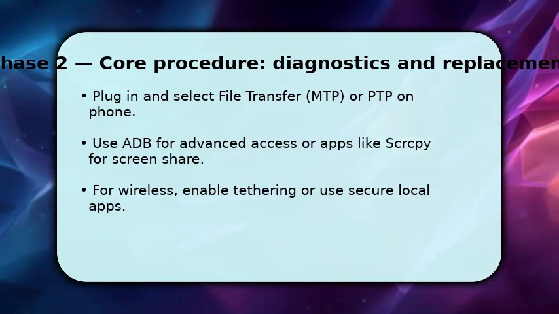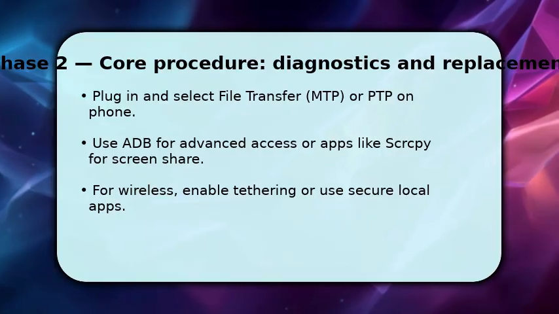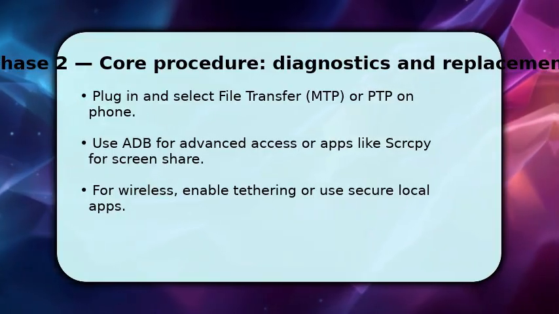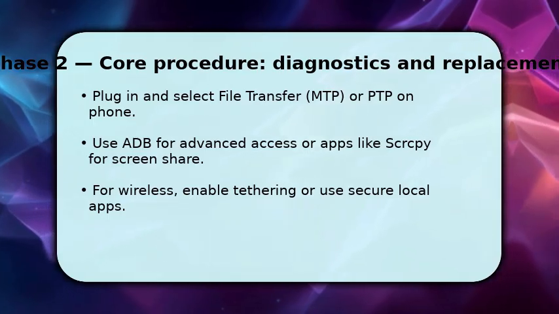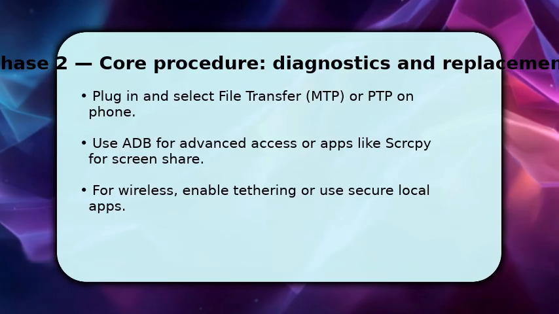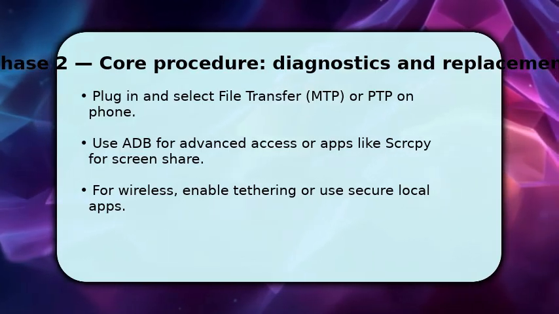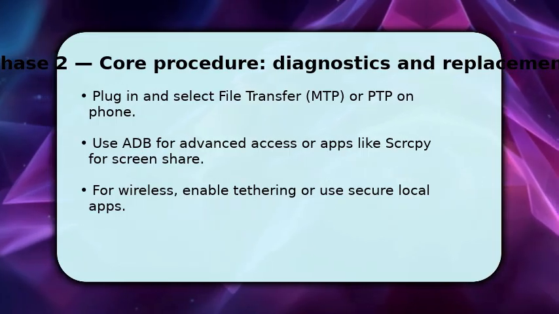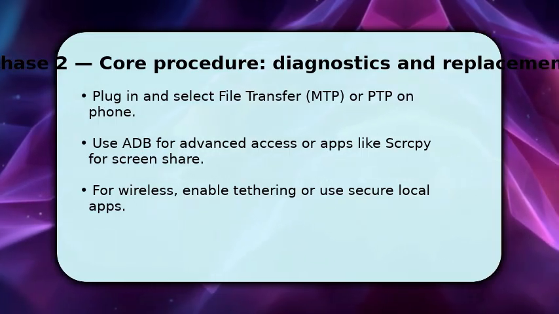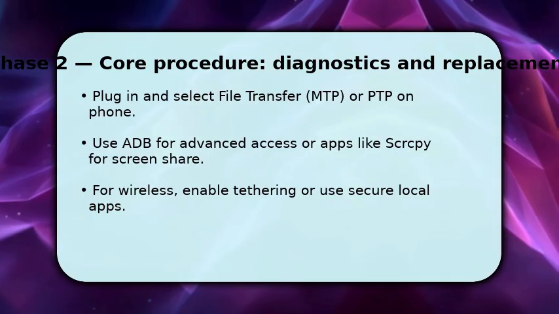You now connect and pick a method. For simple files, choose File Transfer, MTP when the phone prompts. This exposes storage. If you need deeper control, use ADB on the laptop to access shell, install APKs, or pull logs. ADB requires agreement to the laptop on the phone. For screen mirroring, run SCRCPY or a comparable app. It streams display with low latency.